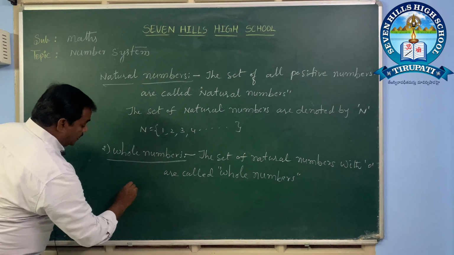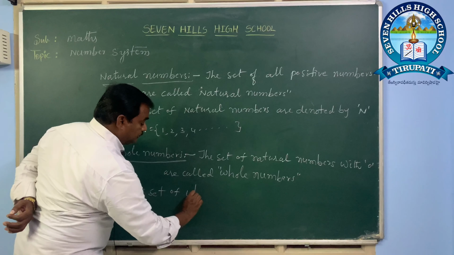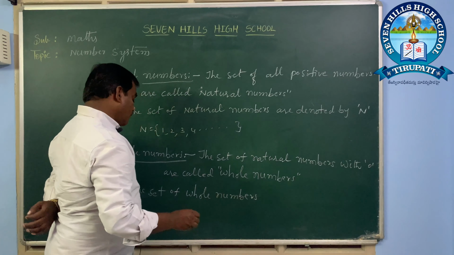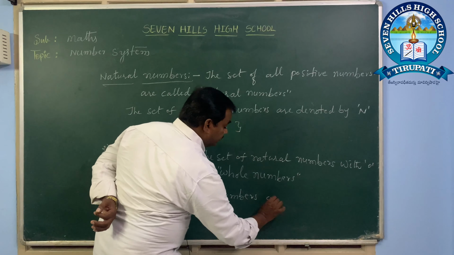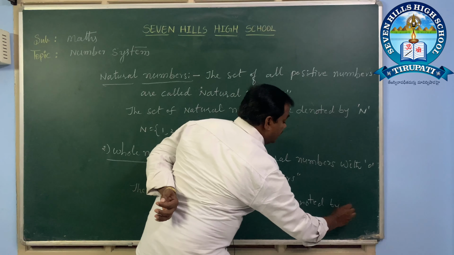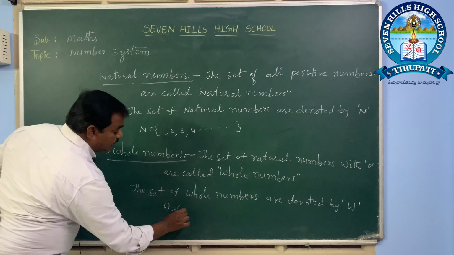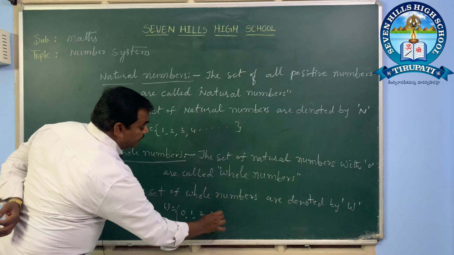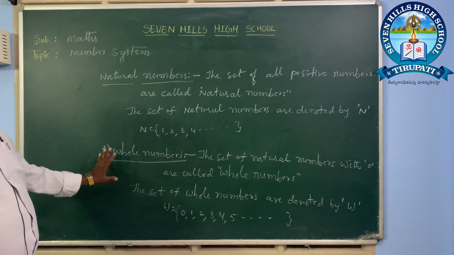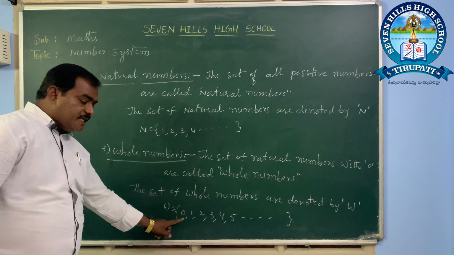The set of whole numbers are denoted by the letter W. W is equal to 0, 1, 2, 3, 4, 5 and so on. So here the least natural number is 1. Here the least whole number is 0.